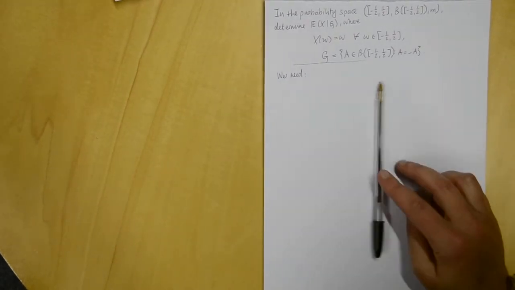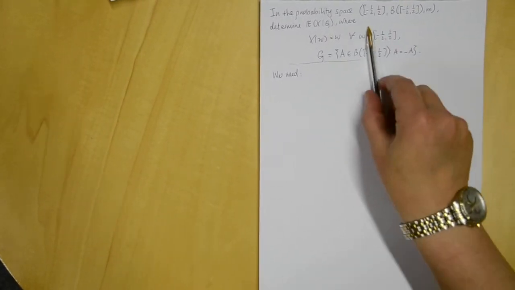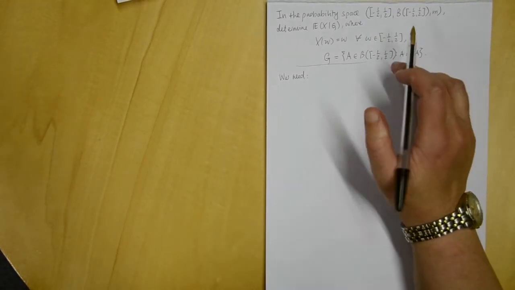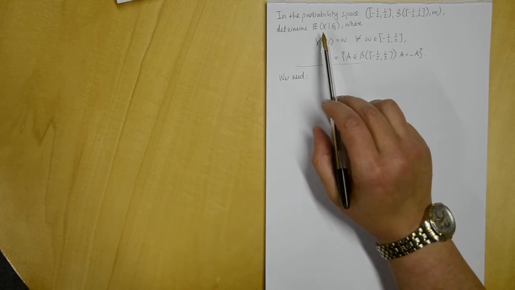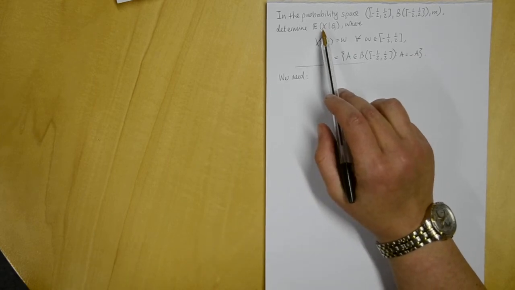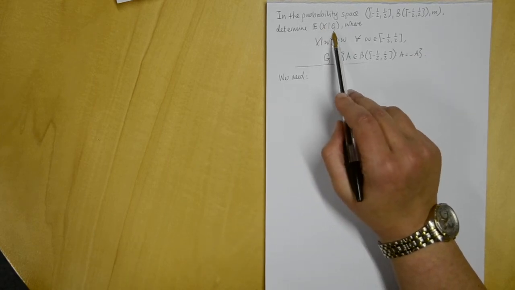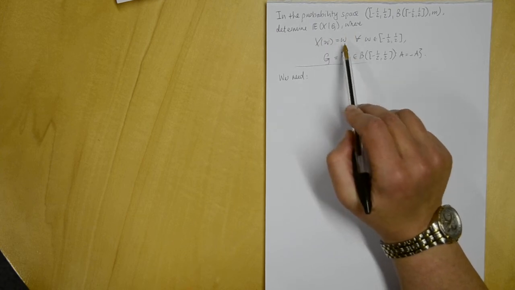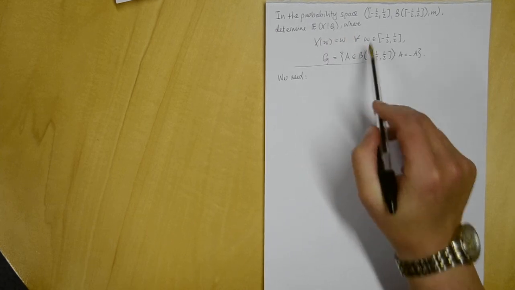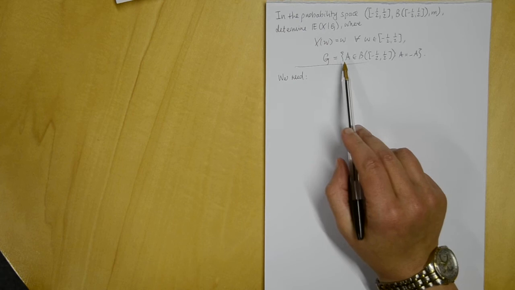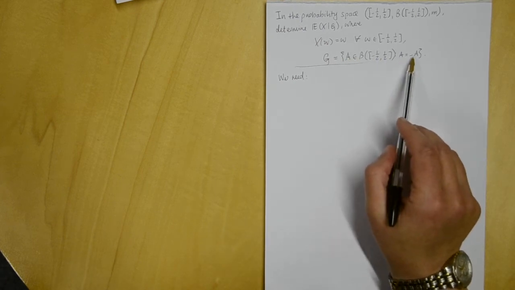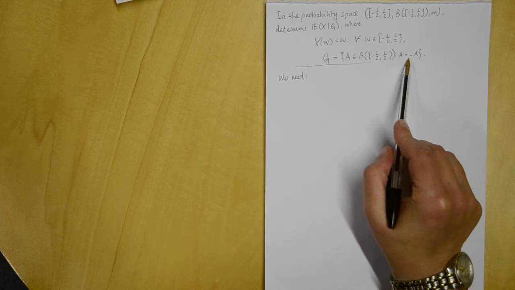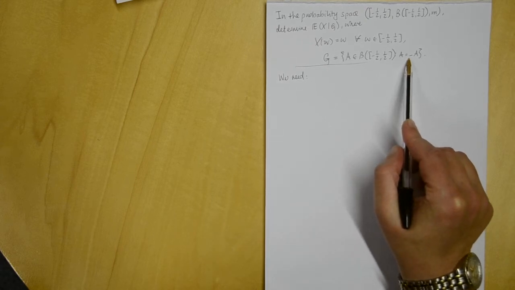So let's look at this problem. In the probability space minus a half to a half, together with the Borel sigma field and Lebesgue measure, let us try and find the expected value of random variable X with respect to sigma field G, where X of omega is omega for all scenarios omega, and G is a sigma field that consists of the Borel sets that are symmetric around 0.